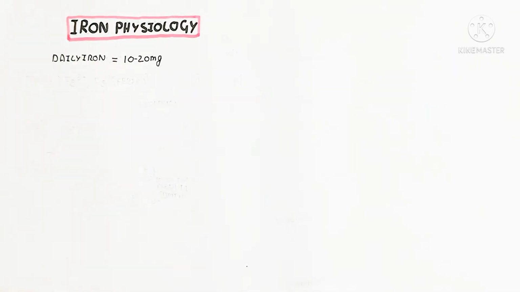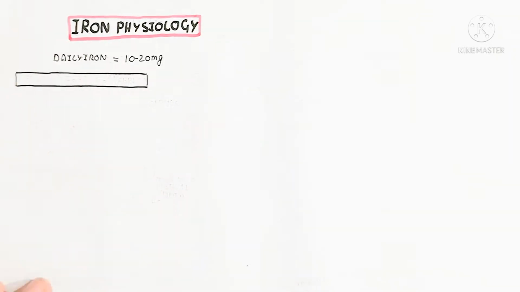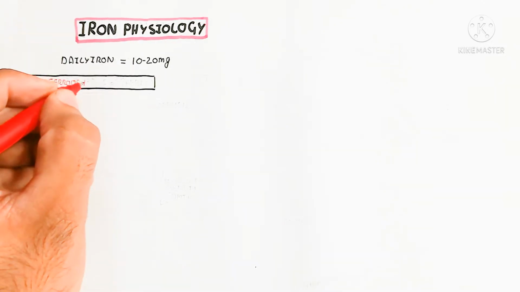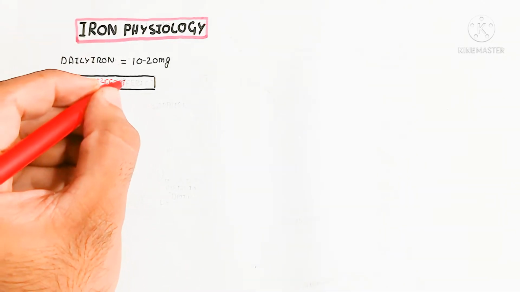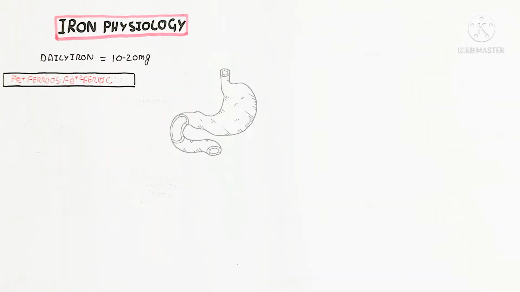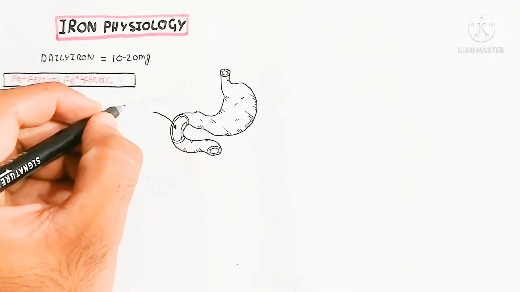Iron, when we take it, is in the form of ferrous, and that needs to be converted to ferric, which is plus 2, so that is the cation. So here is the stomach. So let's begin to understand the iron function.